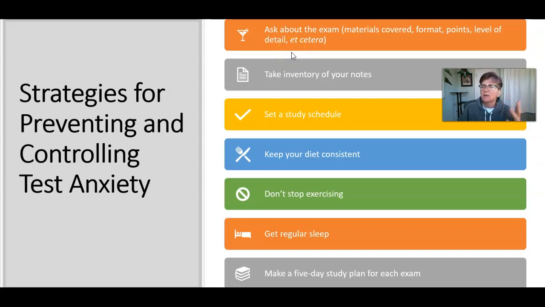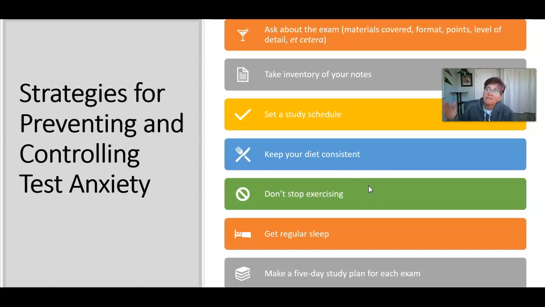Send a professor an email saying, what kind of questions, what are you looking for in essays? Get to know your professor's testing style. Take an inventory of your notes. Set up a study schedule before the test. Try to keep your diet consistent. So, not eating something that could upset your stomach, not necessarily over-exercising or making yourself tired, but getting your usual exercise, and definitely getting regular sleep.